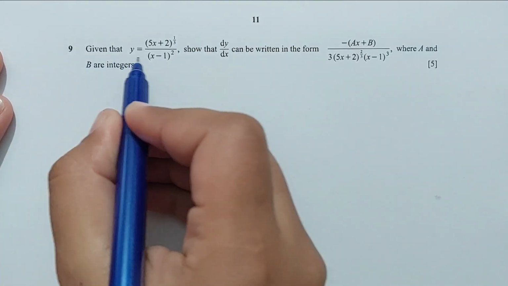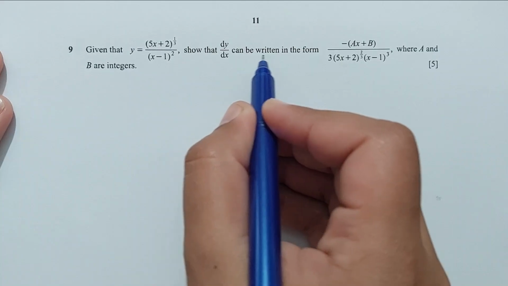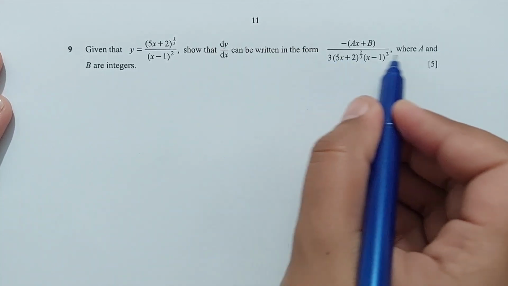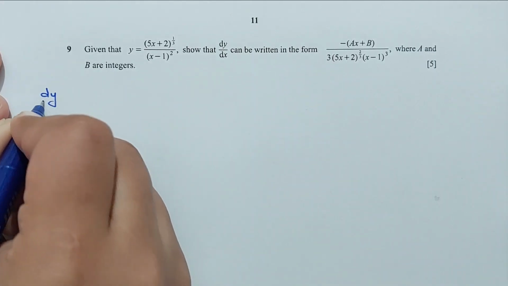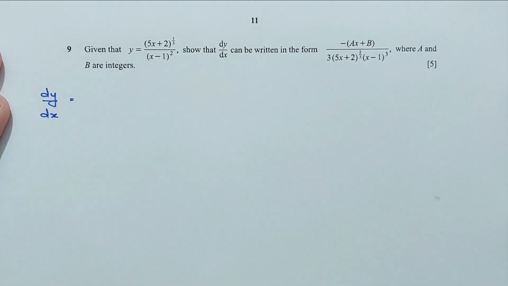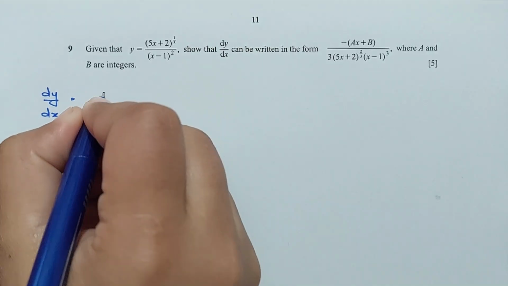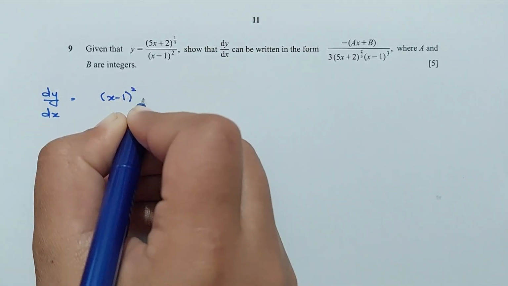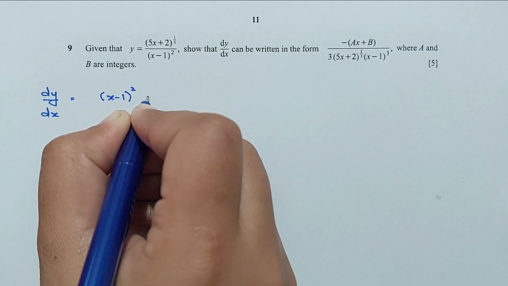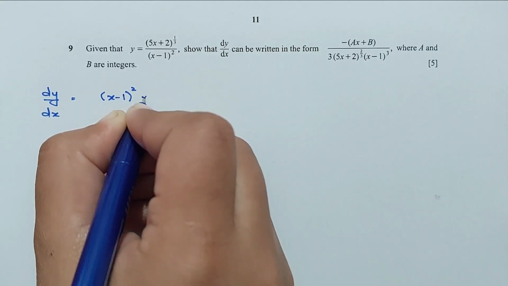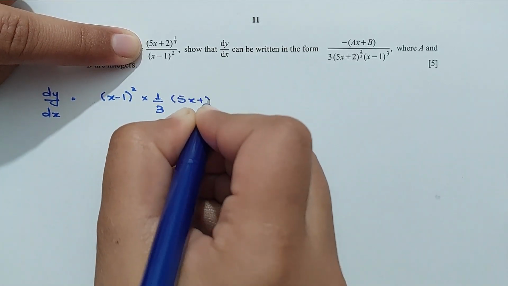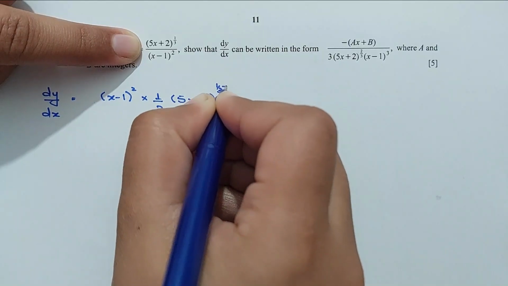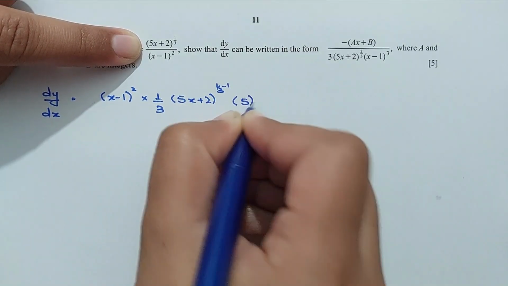Question number 9. Given that y is equal to this, find dy by dx. Show that dy by dx can be written in this form where a and b are integers. So we have to differentiate this basically. Let me solve for dy over dx. Here we have to apply the quotient rule. First we write down the denominator function times the derivative of the numerator function. Its derivative would be by the power rule, 1 by 3 times the base to the power 1 by 3 minus 1, and the derivative of the base function is just 5.